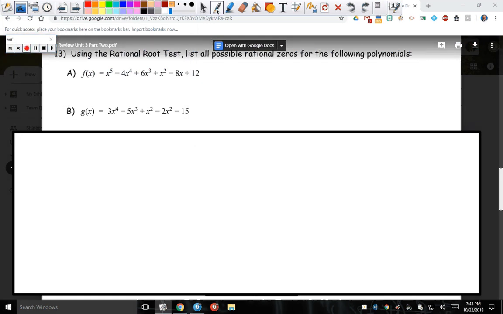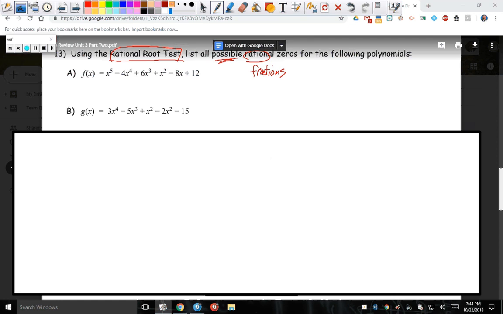Alright, so let's look at number 13. Number 13, we're looking at using the rational root test. We're listing all the possible rational zeros, which are fractions, or ratios if you will, for the following polynomials.